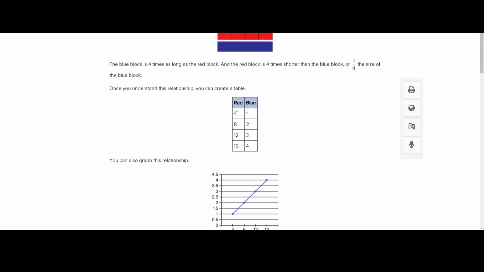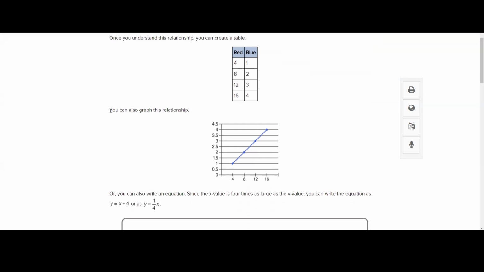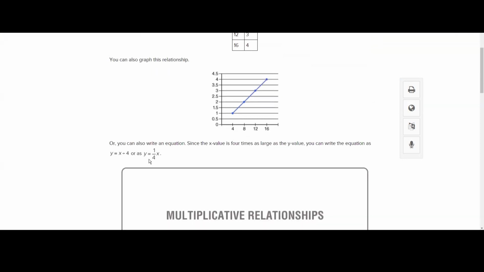So when the blue is 4, 1/4 is 1. When the blue is 8, 1/4 is 2. That means we are dividing. So if this blue value happens to come first, then you multiply by 4 to get the other one. Is that clear? Yes. You can also graph this relationship. At 1 is 4, at 2 is 8, at 3 is 12, at 4 is 16. But the other way around, at 4 gives 1, at 8 gives 2, at 12 gives 3, at 16 gives 4. So that means y equals 1/4 of x. Okay?